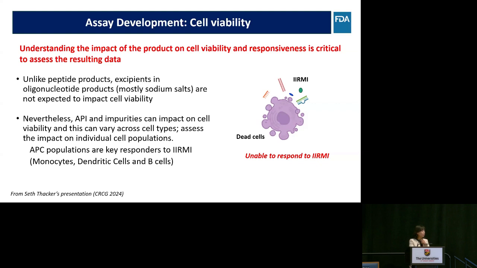But we do not think oligonucleotides have this excipient problem, because mostly the formulation buffers for oligo drugs are sodium salts. So we do not expect an impact on cell viability, but we still need to check whether the API and impurities can impact cell viability. This can vary across the cell types, so it might be ideal to check the cell viability on each cell type.